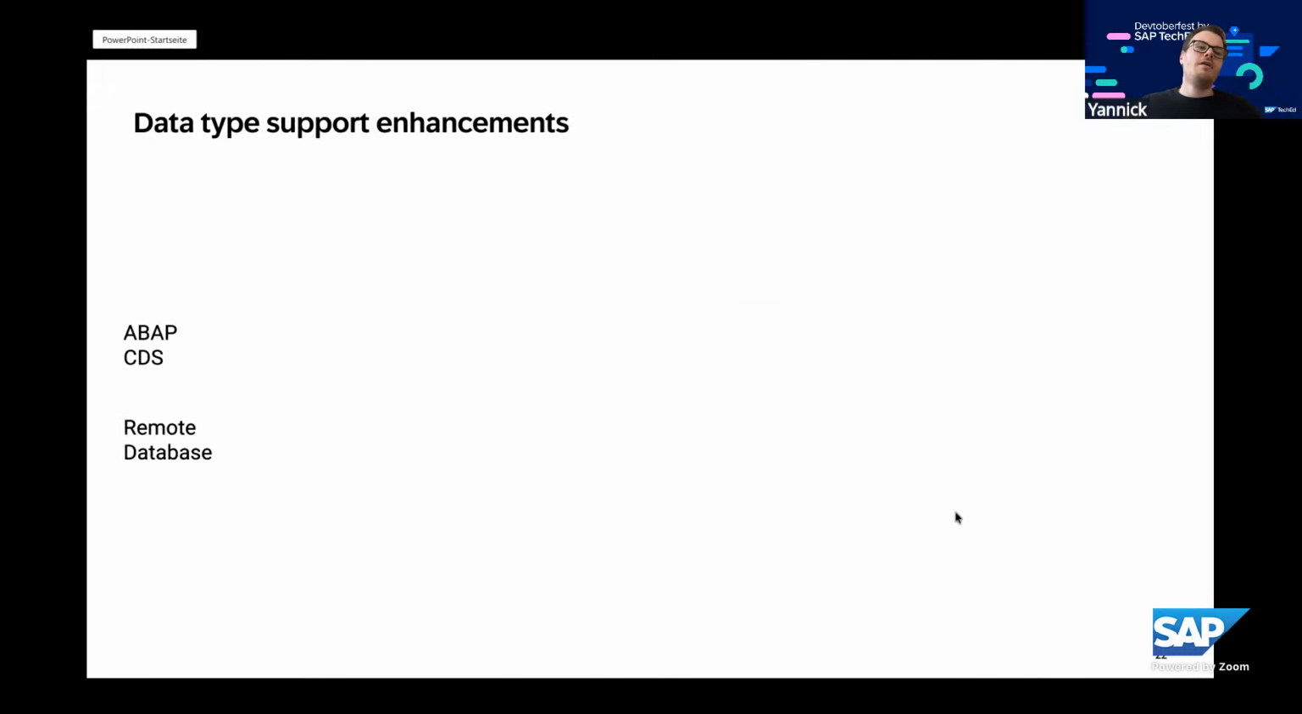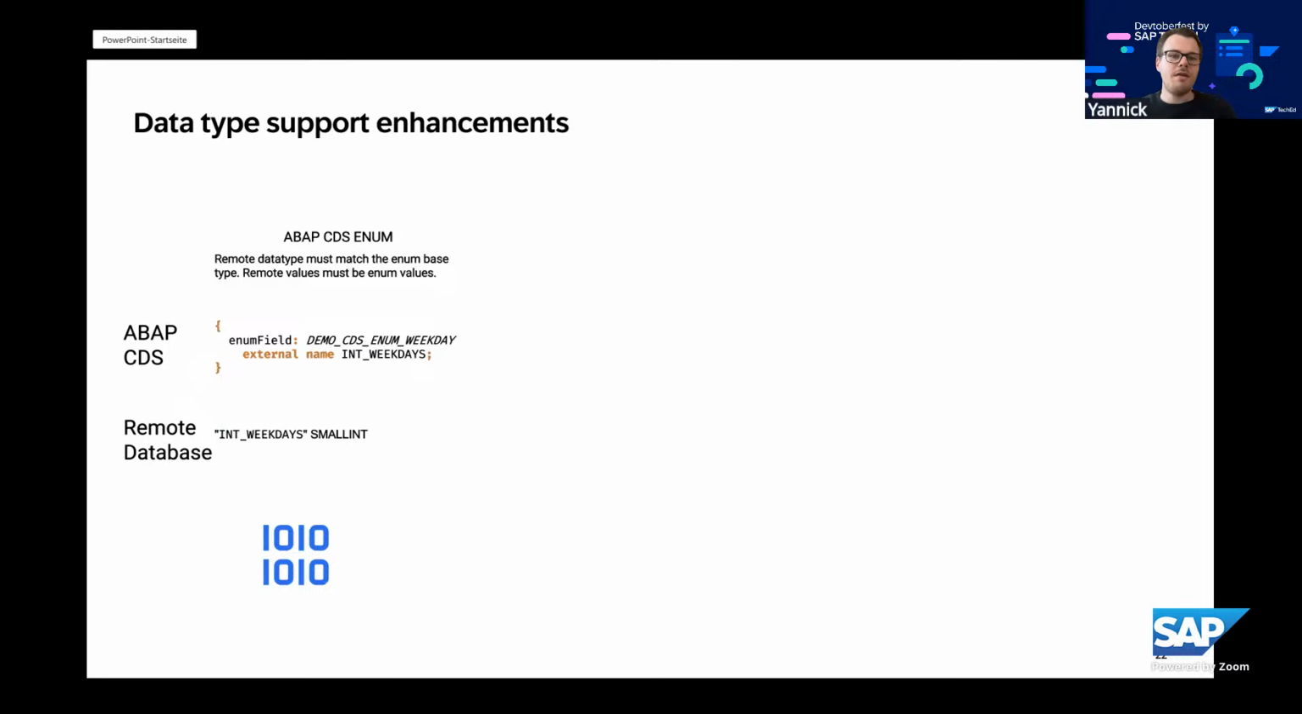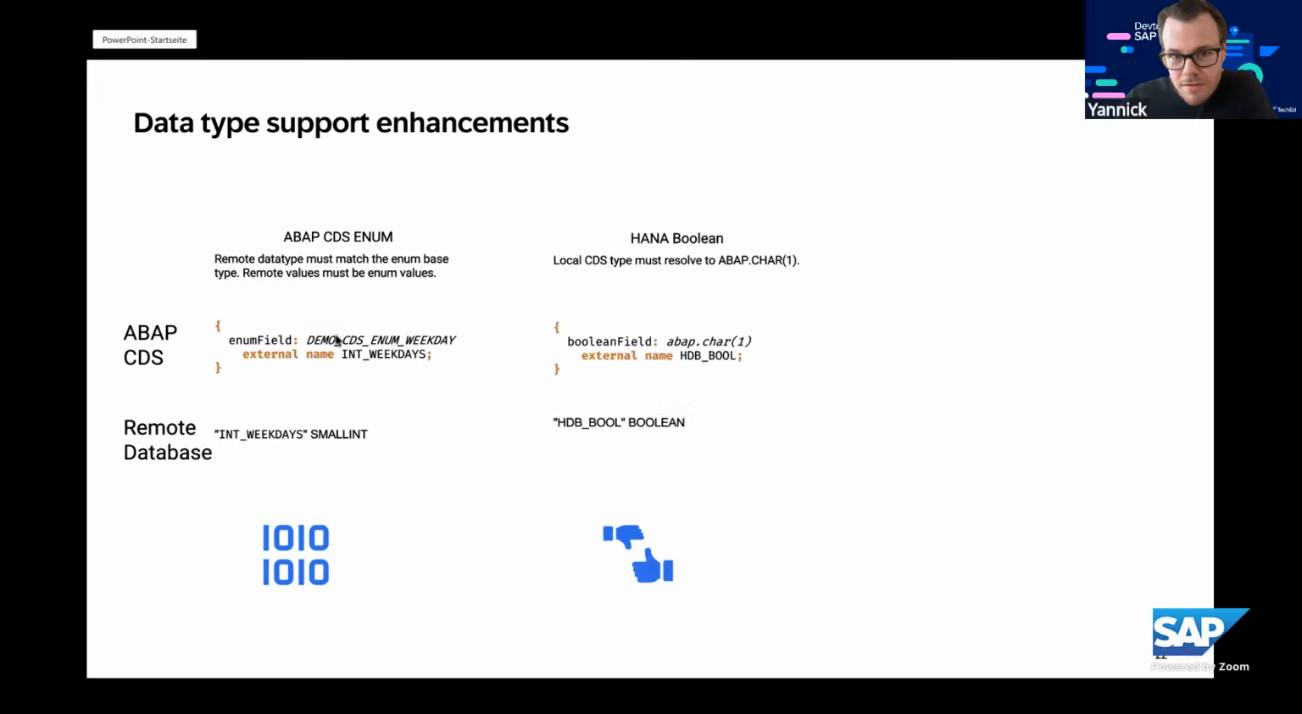And now, for the last part, I will just show some more support enhancements for the data types we did. So the first one, in our CDS family, we have our simple type. And the simple type is just a type definition that can be used to declare a field, an external entity. And the simple type can also be an enum. And we now support that if we have a small int on the remote database, it can also be an enum in our CDS external entity.